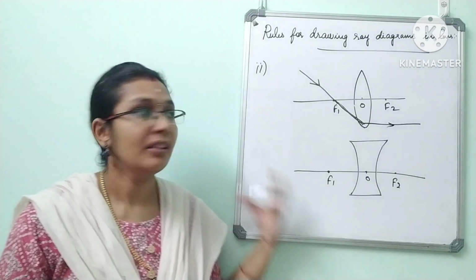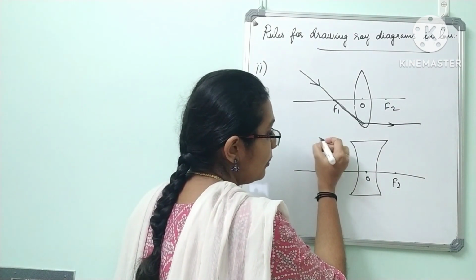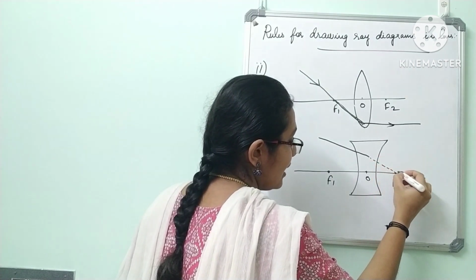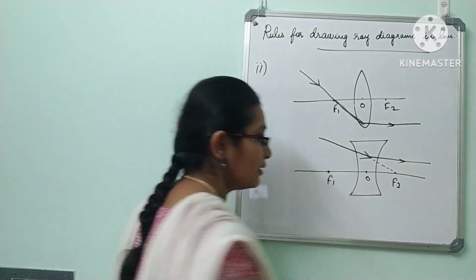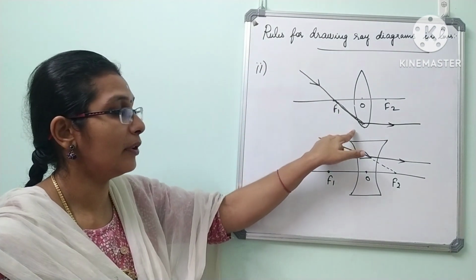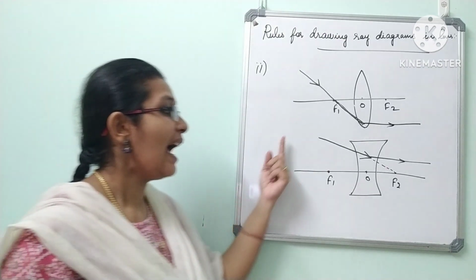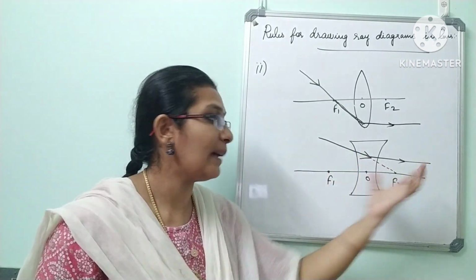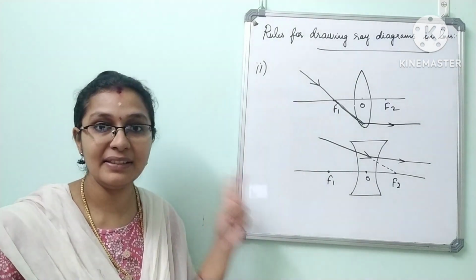Okay. So for concave lens, let us see how to draw. A ray appearing to meet at focus, okay? After refraction appears parallel to the principal axis. So this is how you have to draw the ray diagram. You understood? A ray passing through the focus after refraction lies parallel to the principal axis, and a ray appearing to come from the focus after refraction appears parallel to the principal axis. So this is how you have to draw the ray diagram for the second rule.